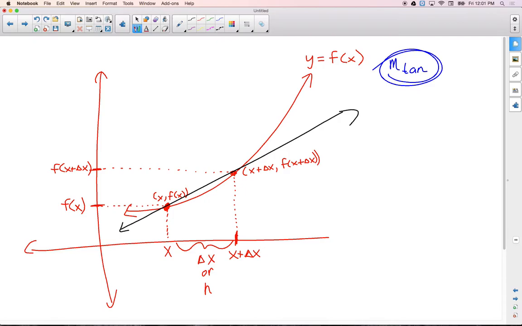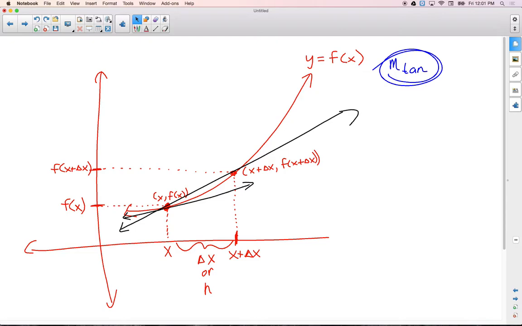So what he did is he said, man, I want to find the slope at an exact point. So let's just look at this point right here. It seems to be a really cool point. I want you to imagine the tangent line at this point right here at x, f of x. So there's my tangent line. He said, I want to know the slope at that point. I don't want the average.